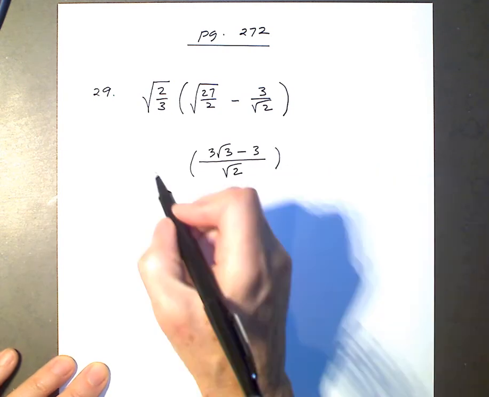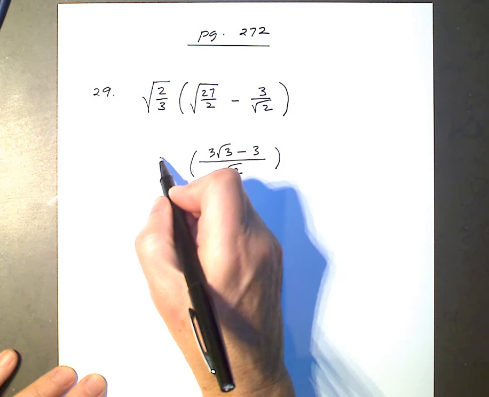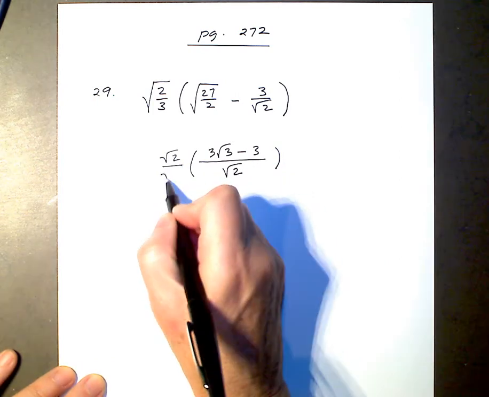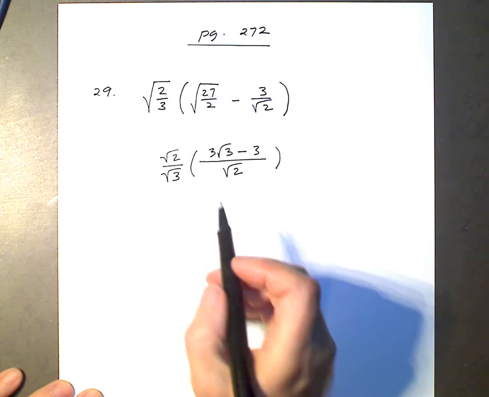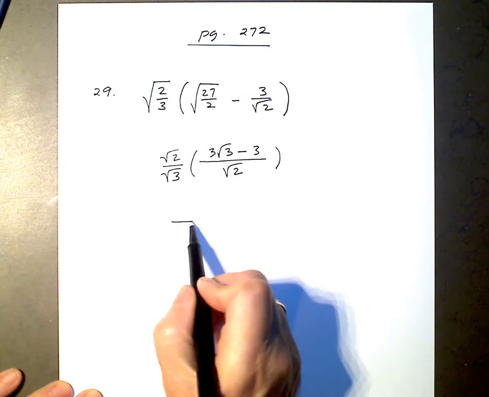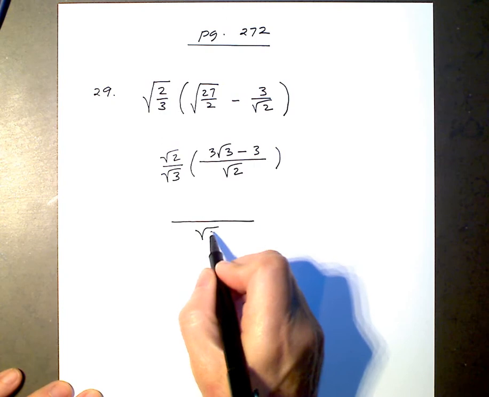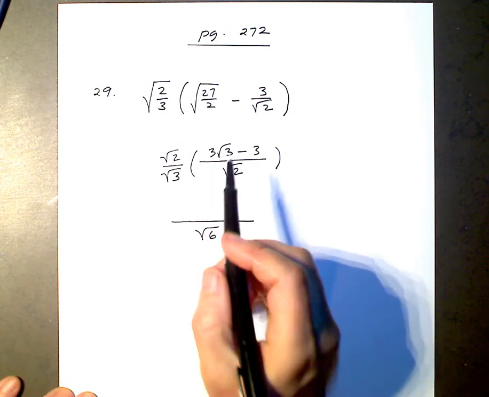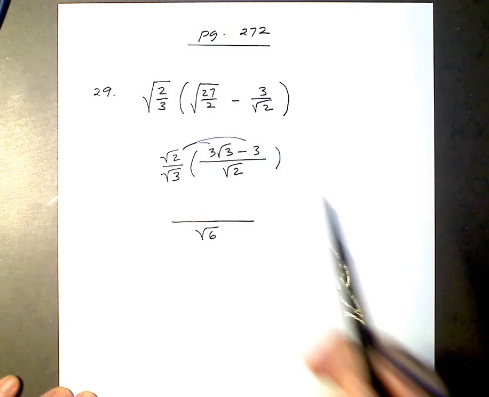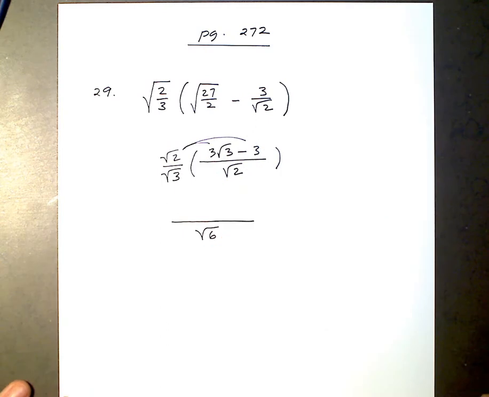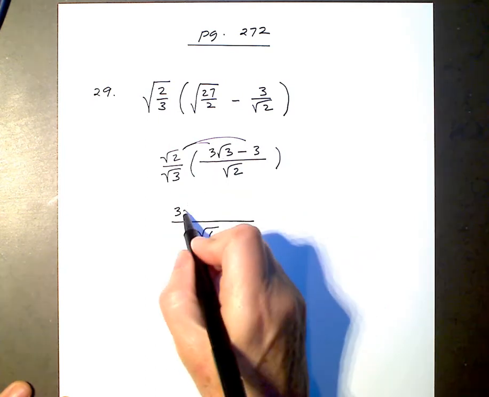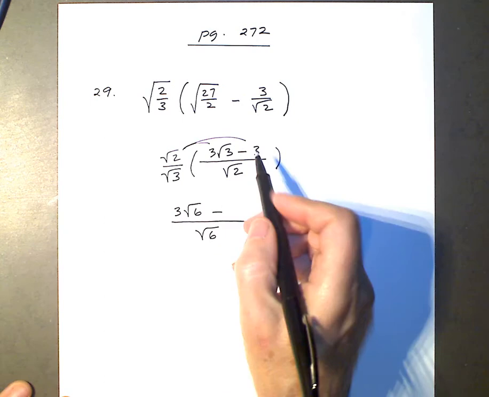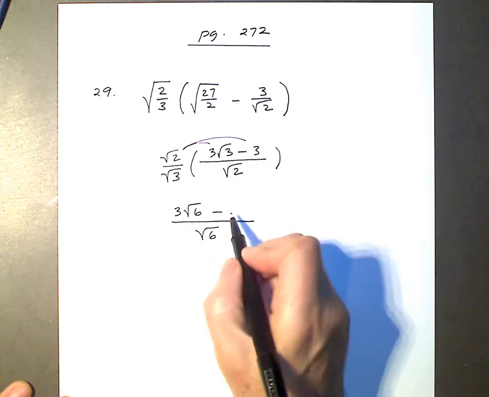And then the square root of 2/3 is the square root of 2 over the square root of 3. So I think that I'll multiply everything out and then rationalize the denominator. So in the denominator, I'm going to have the square root of 6, which is the square root of 3 times the square root of 2. In the numerator, I'm going to distribute over both terms. So square root of 2 times 3 root 3 is 3 times root 2 times root 3. So 3 root 6 minus, and then when I multiply this root 2 by 3, 3 root 2.